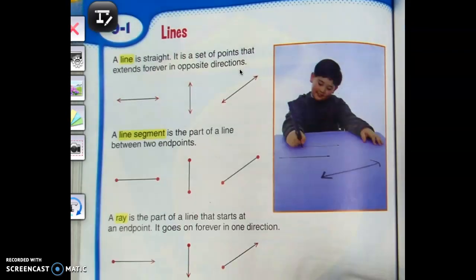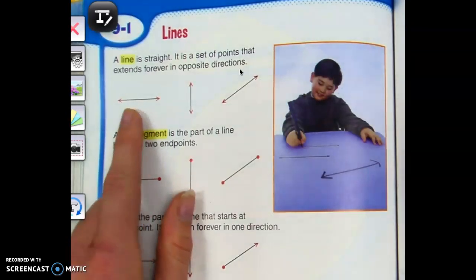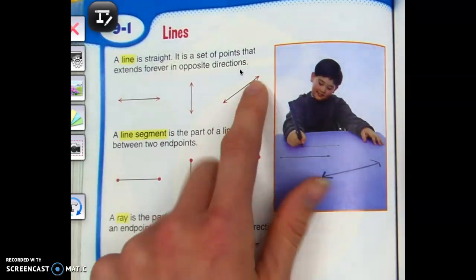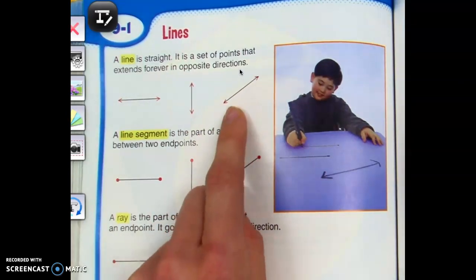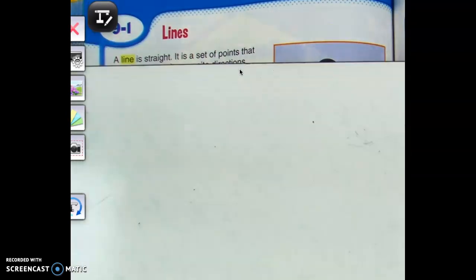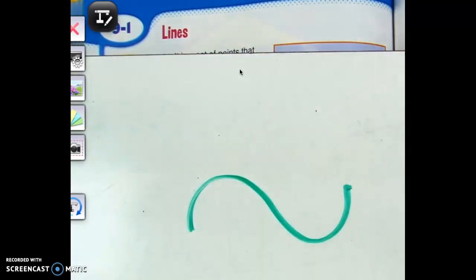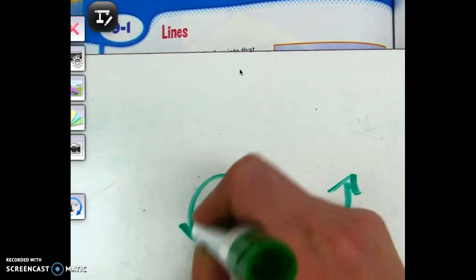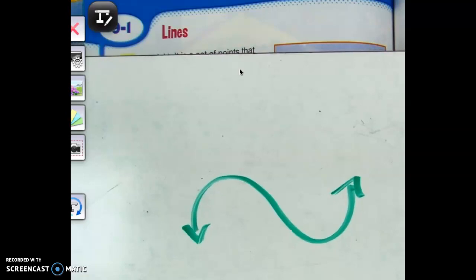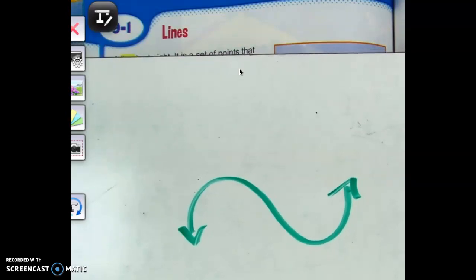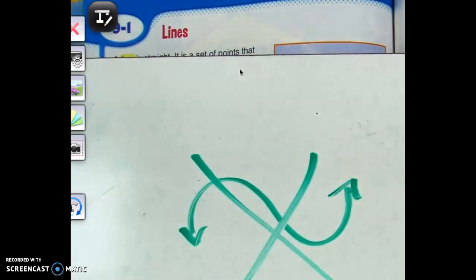They gave you some different examples. You can notice that it can go side to side, up and down, diagonal. That doesn't matter as long as it shows that it's extending forever and it's straight. If it's like this, is that a line? Well, let's think of the definition. A line is straight and it extends forever. Yes, it extends forever, but is this straight? No, so this is not a line.